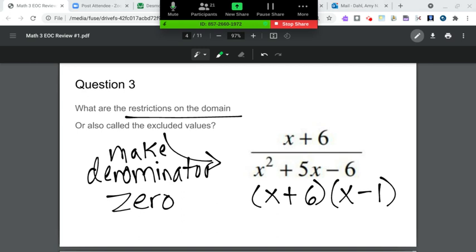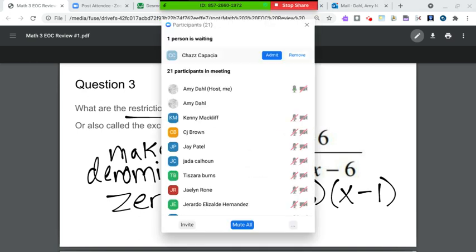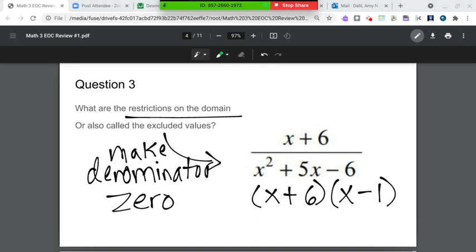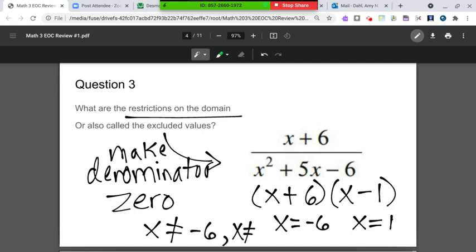Okay, so the denominator factors to x plus 6, x minus 1. So now using those factors, what values of x make the denominator 0? Negative 6 and positive 1. So your excluded values are x cannot equal negative 6, x cannot equal 1. Why? Because they would make the denominator 0. Absolutely.